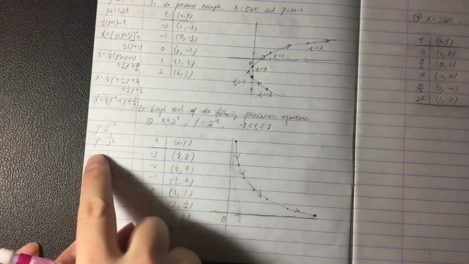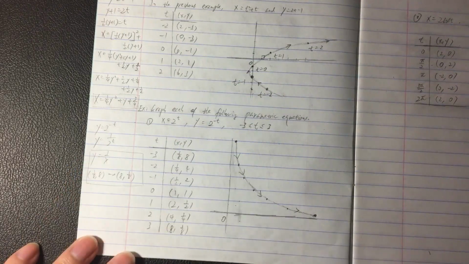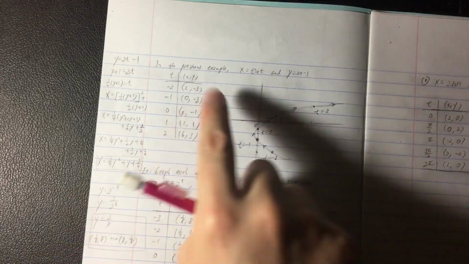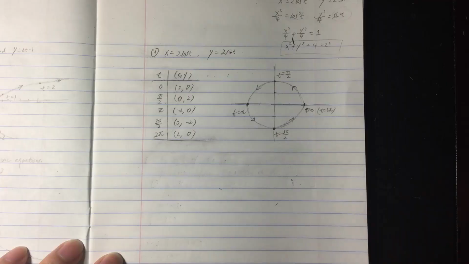Same thing for this equation. Using an equation with only x and y is much easier than using parametric equations. Same thing for this one. So we know that if we try to graph a parametric equation by plotting points, it may be too much work. An easier way is we can try to eliminate the parameter t first and get an equation with only x and y. Then graphing this equation will be much easier than graphing the parametric equations.